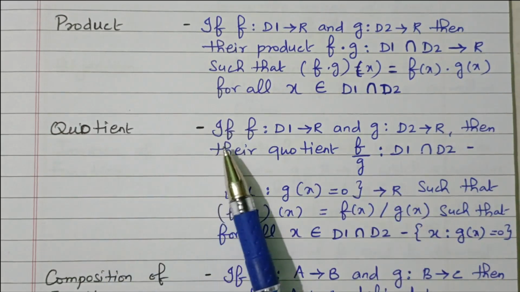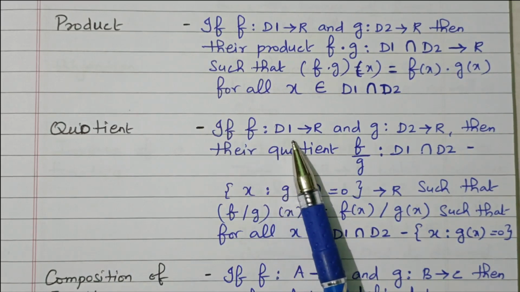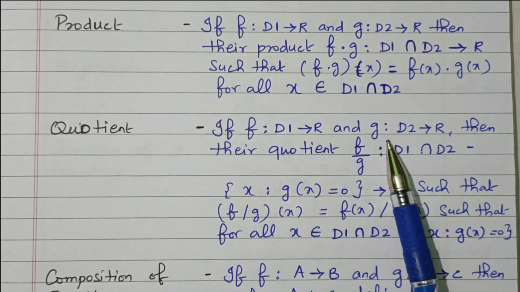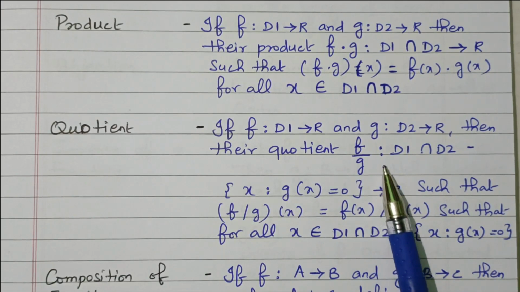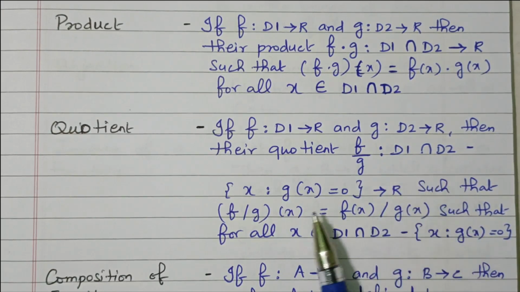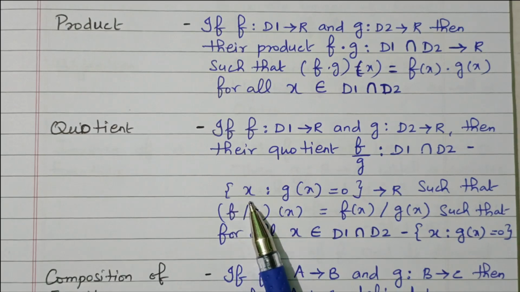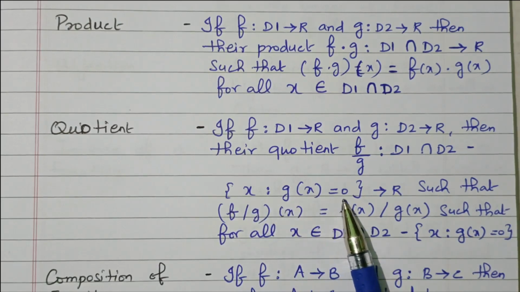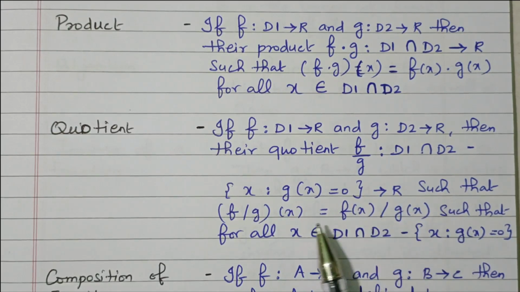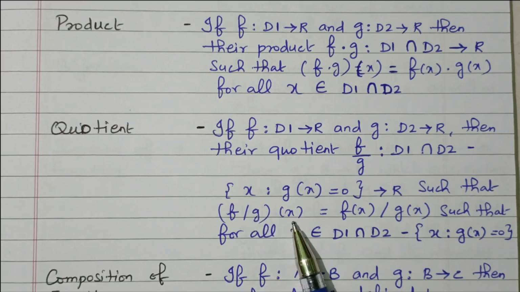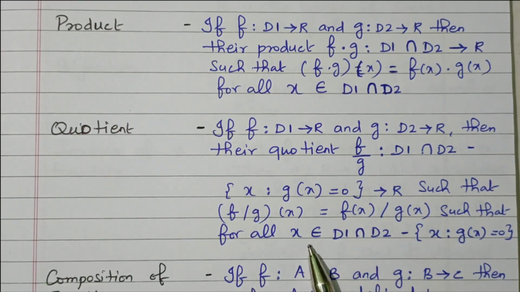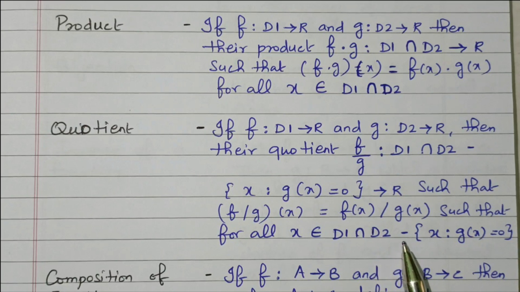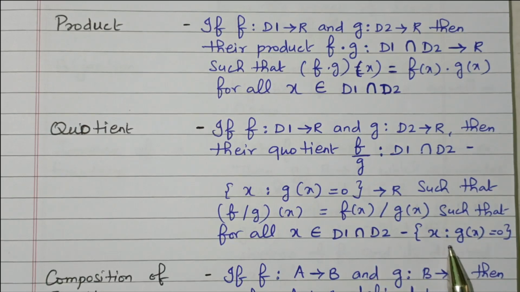Similarly, we have the quotient. If f is a function such that D1 relates to R and g is a function such that D2 relates to R, then their quotient f divided by g is defined on D1 intersection D2 minus the set of x such that g(x) equals 0, relates to R, such that (f divided by g)(x) equals f(x) divided by g(x) for all x in D1 intersection D2 minus the set of x such that g(x) equals 0. So this is the quotient.